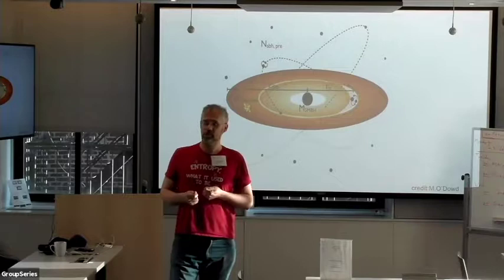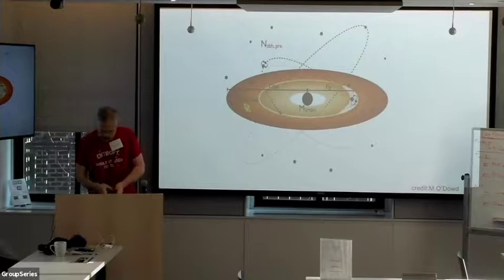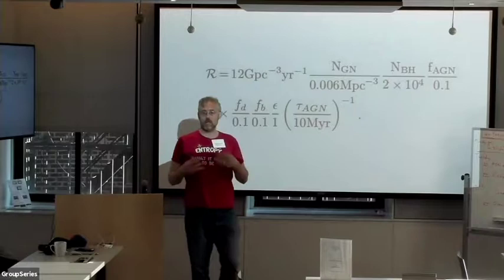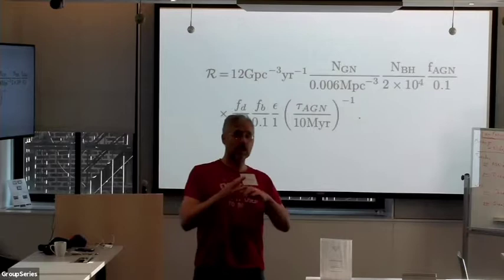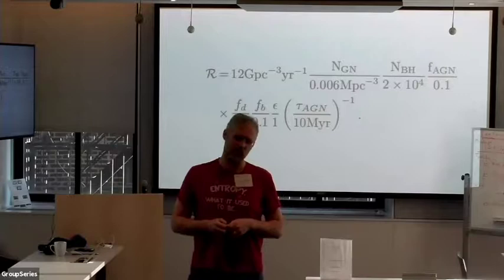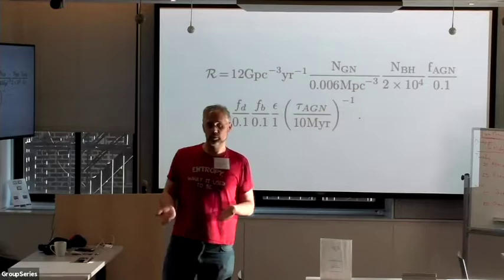So if you have that picture, then you can generate a prediction for a rate of black hole mergers, depending on what you think an AGN is, what your binary fraction is, the rate of occurrence of AGN, the number of stellar mass black holes that you expect in a galactic nucleus, and how efficient the whole process is. And so you can generate a rate estimate. All of these parameters are pretty darn uncertain. That's part of what we're going to be talking about here over the next 3 days.